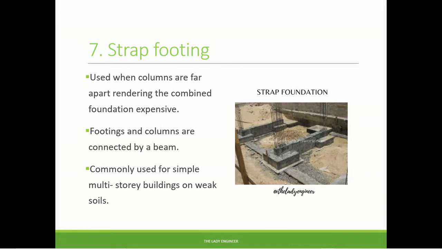Another type of shallow foundation is the strap footing, which is similar to the combined foundation I spoke of earlier. The difference is that the combined type of foundation is suitable when columns are close to each other, but for the strap footing type of foundation, it is suitable when columns are further apart. This is so because, as you saw in the combined type of foundation, you get to use a lot of concrete when the columns are close together.